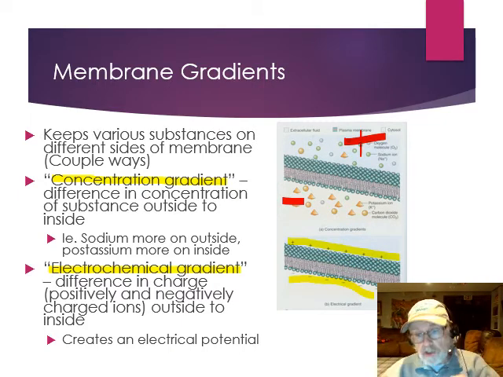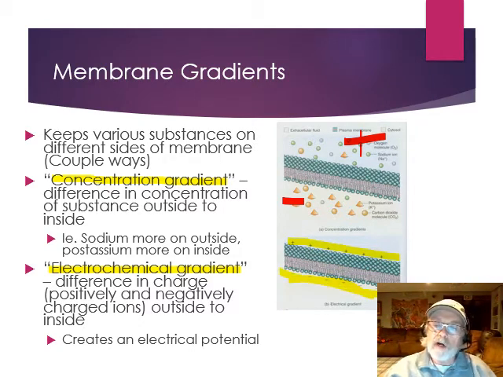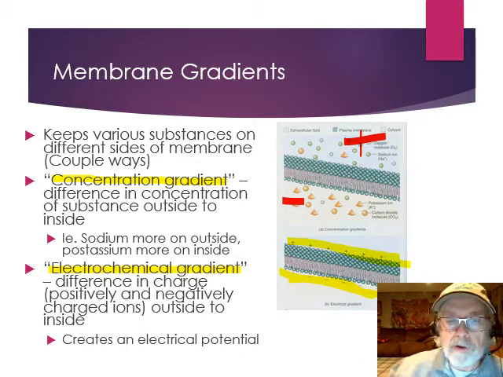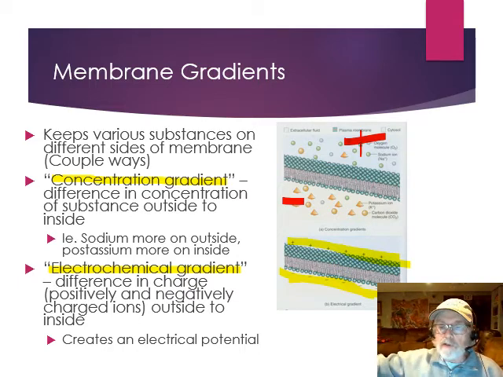So therefore, I have a large amount of proteins, a large amount of negative charge, which makes the inside of that cell membrane more negatively charged and the outside more positively charged. So in both these situations, we've had both a concentration gradient, a lot of sodium on the outside and not much on the inside, a lot of potassium on the inside and not much outside. So it's a concentration gradient.